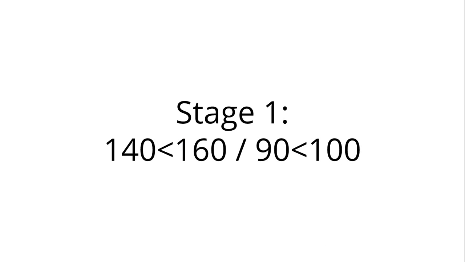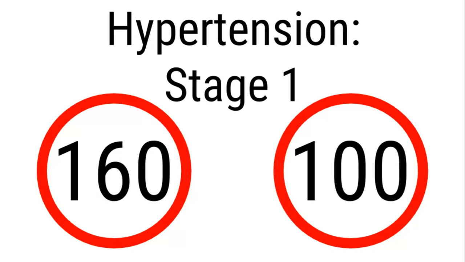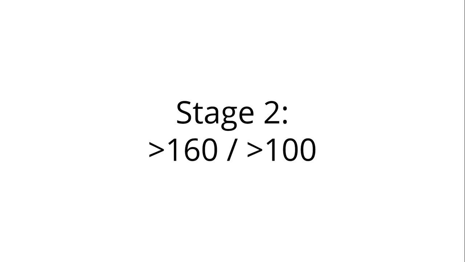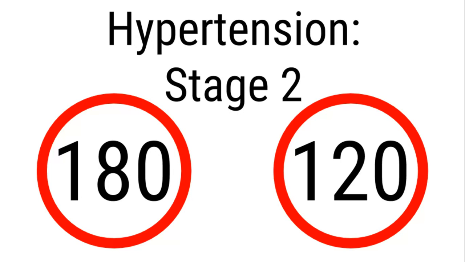Stage 1 hypertension is when you have 140 to 160 systolic or 90 to 100 diastolic. So 160 over 100 is the upper limit of stage 1. Stage 2 is above these two values. So stage 2 is above 160 and above 100. Stage 2 goes up to 180, goes up to 120.